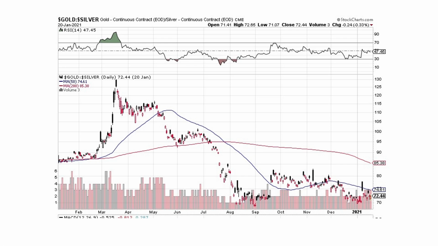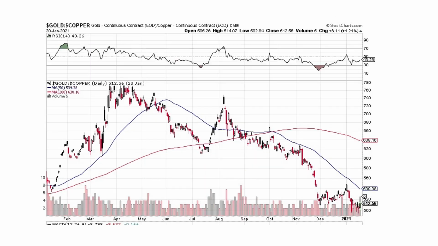Here is gold and silver ratio. The declining ratio means that silver's outperforming gold. We're right here kind of in this sideways chopping action. I'm expecting this to go to the downside eventually, which means silver is going to outperform gold.